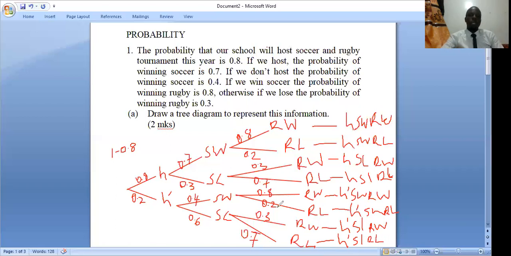Yes, so that is the tree diagram that they were looking for. That is how you analyze the question 2 tree diagram. That is how you make sure you analyze it one by one, until you get whatever you need there.